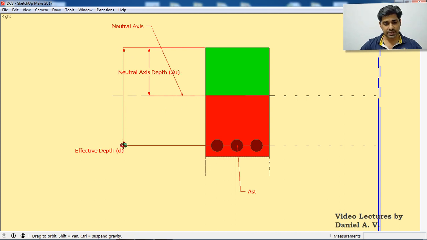And this is the effective depth, which is the distance from the top fiber or the compression fiber to the CG of steel. That is the effective depth. And this particular line which passes through the fiber which is not undergoing tension or compression is called the neutral axis.